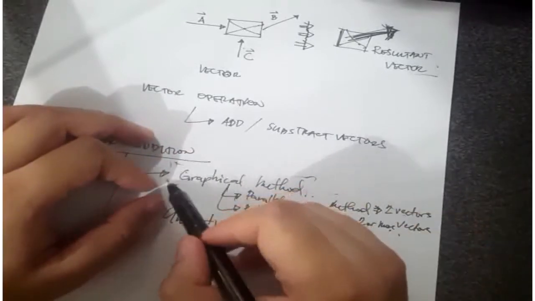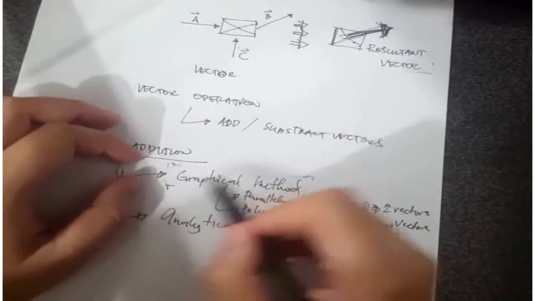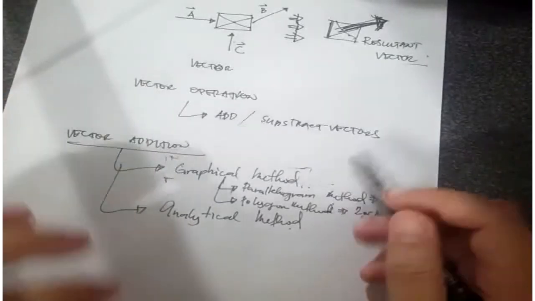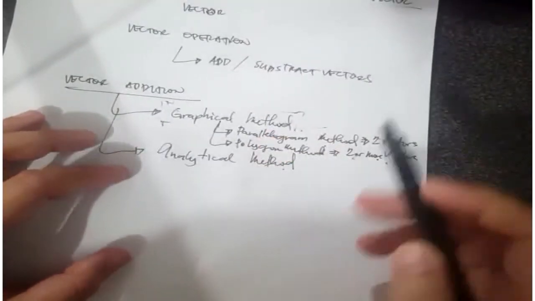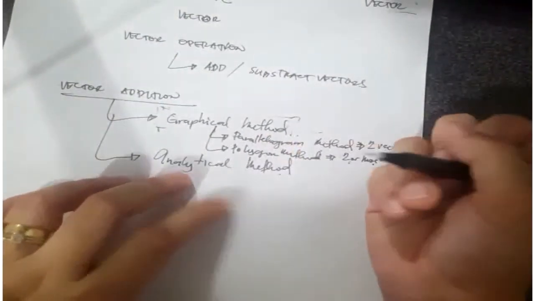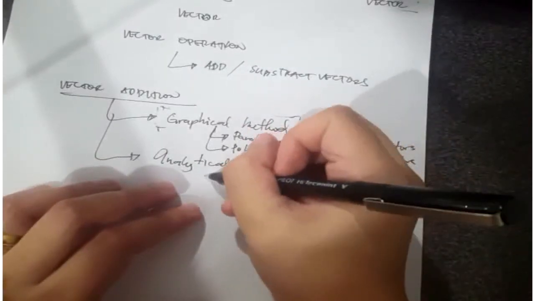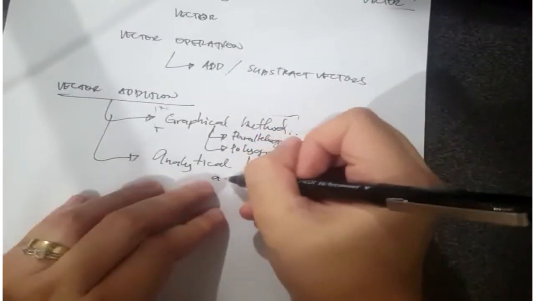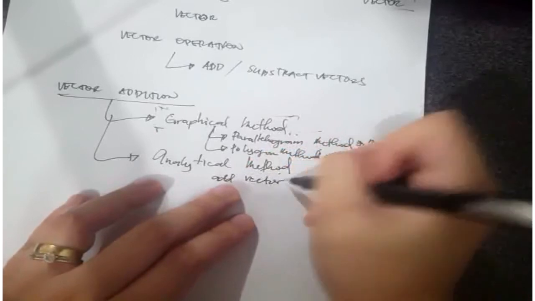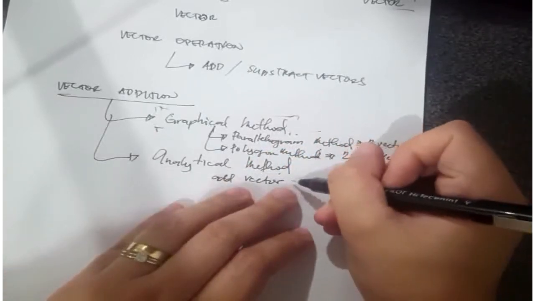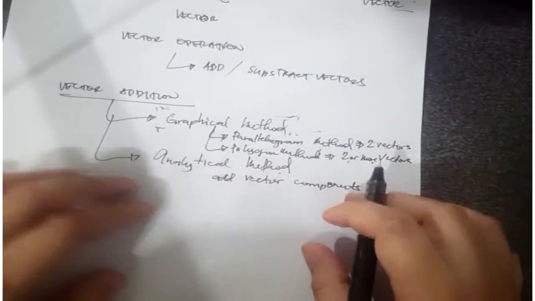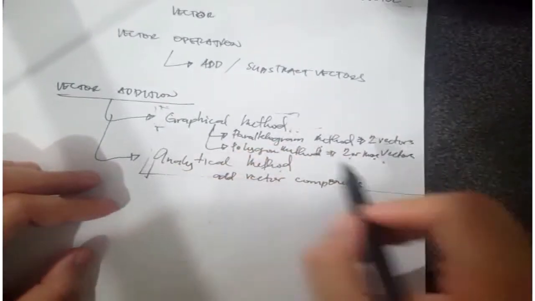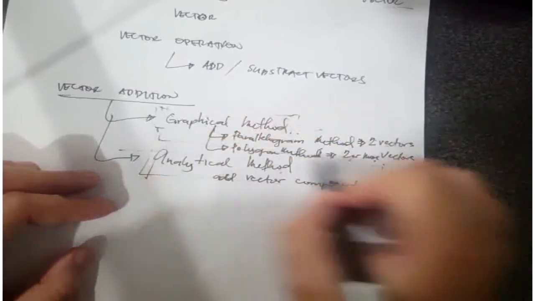But another, more precise approach to determine the real value of the resultant is the analytical method. In here, we will add vectors using components. Later on, I will also discuss it in a separate video lecture.